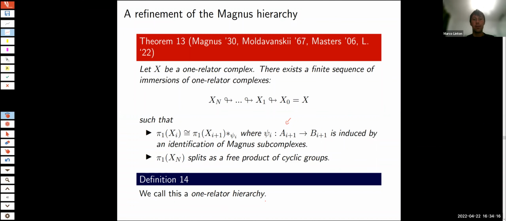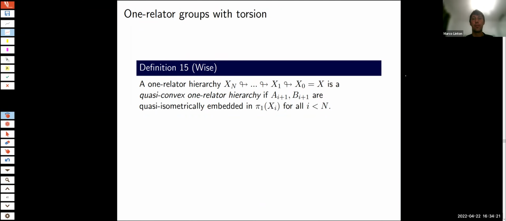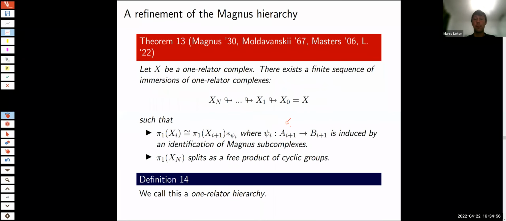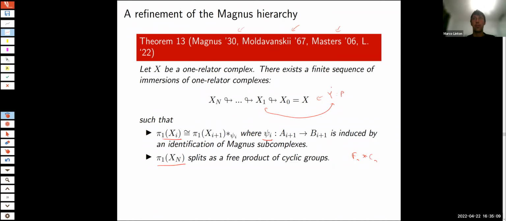So, hierarchies of one-relator groups. Well, let's define first some type of hierarchy, which is defined by Dani Wise. Now, I've specialized this definition to one-relator groups; the usual definition is more general than this. A one-relator hierarchy is called a quasi-convex one-relator hierarchy if the edge groups of the HNN extensions are all quasi-isometrically embedded in the HNN extension for all i strictly less than n. So remember that these A_i are the subgroups which are identified, which are Magnus subcomplexes of X_{i+1}. I forgot to mention, actually, this identification is induced by the deck group action on Y. So it's just some translation, and that's the identification of A_i with B_{i+1}.